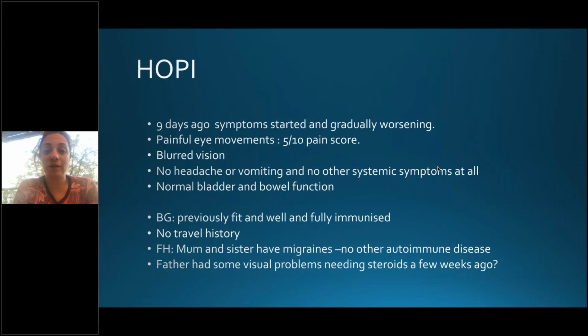She was fully immunized. There's no travel history, no contact with animals or deer, and her mom and her sister have a history of migraines, but no other autoimmune conditions. Her father reportedly had some visual problems a few weeks ago, needing steroids, but mom and our patient didn't really, well, she's a young lady, not a child, but they didn't give me more details about this.